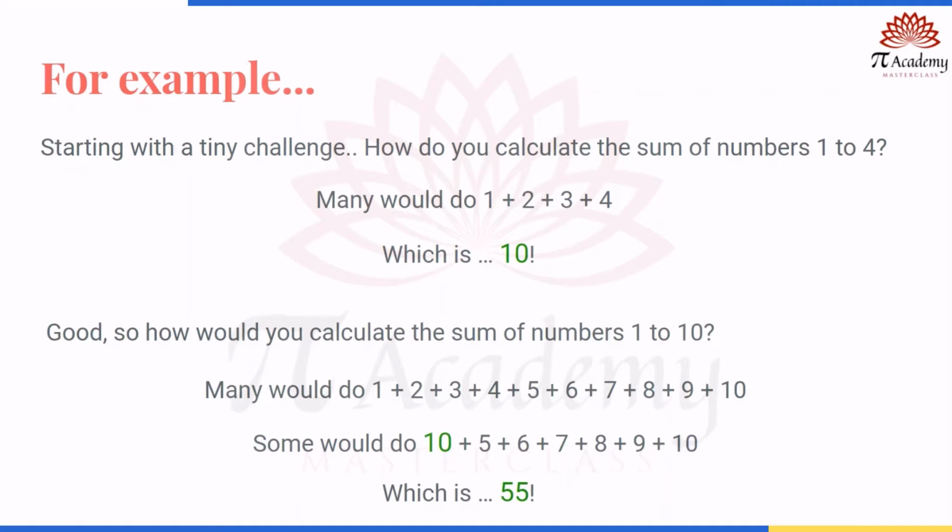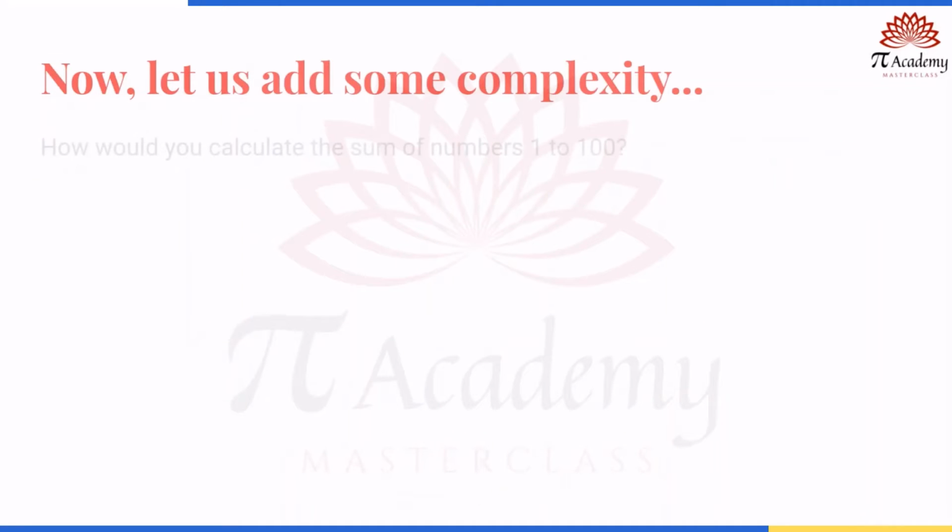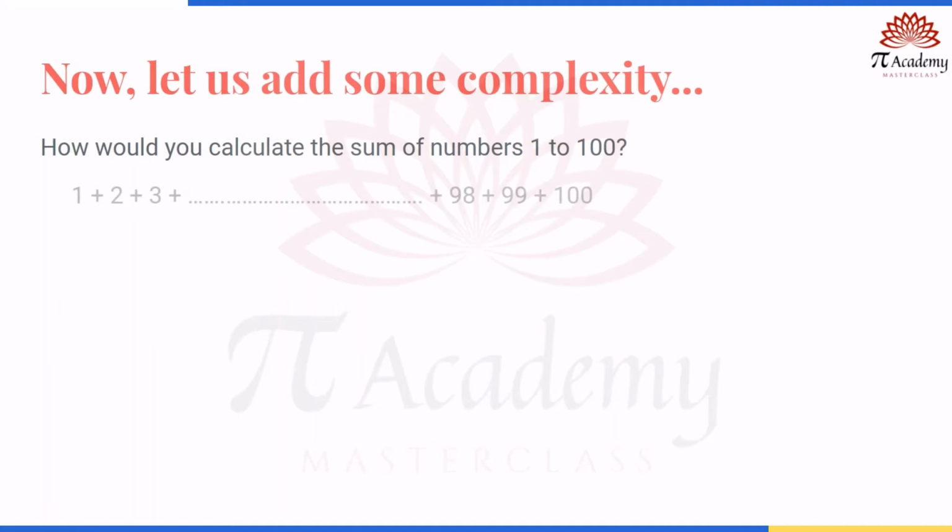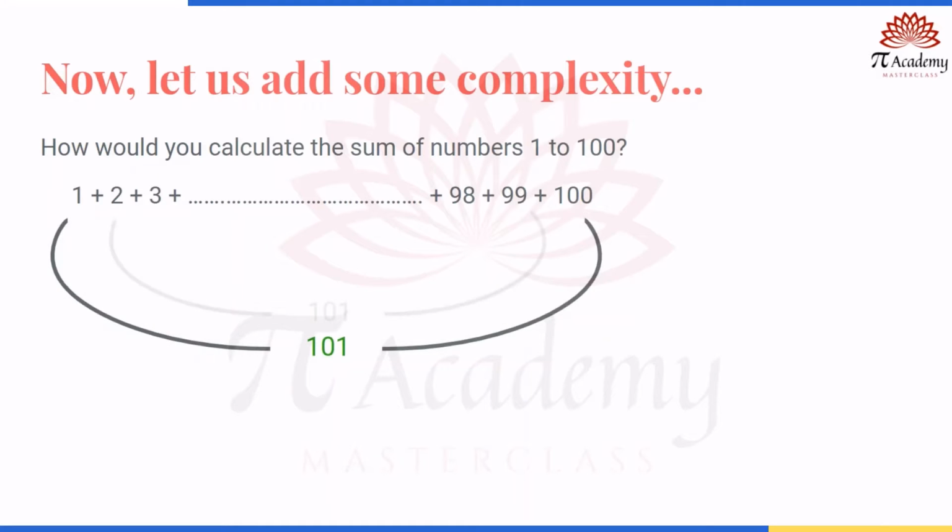Now let's look at a more complex problem. How do you calculate the sum of numbers 1 to 100? Adding each number is extremely inefficient. We need a technique, so let's first deconstruct it. 1 plus 2 plus 3 until 98 plus 99 plus 100.